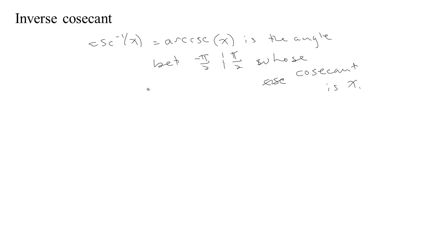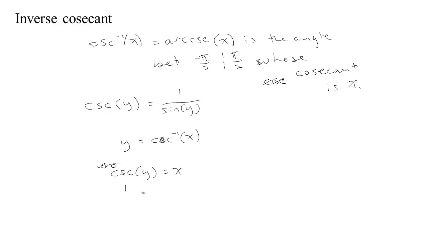Now again, there's no cosecant inverse key on the calculator, but we can use the fact that the cosecant of an angle is 1 over the sine of that angle. So if you're looking for the angle that is the cosecant inverse of a given number x, you know that the cosecant of y is x, which means 1 over the sine of y is x, which means the sine of y is 1 over x.